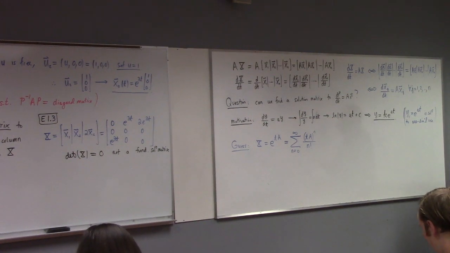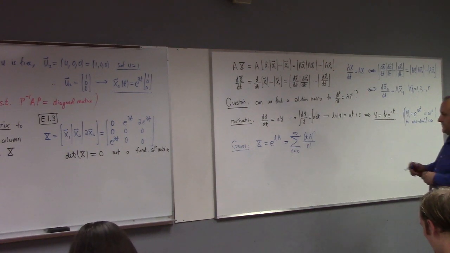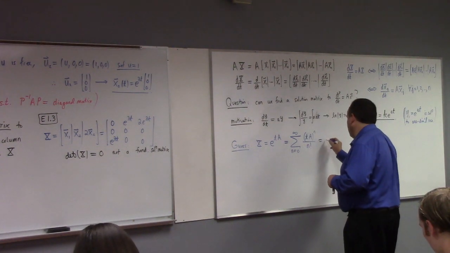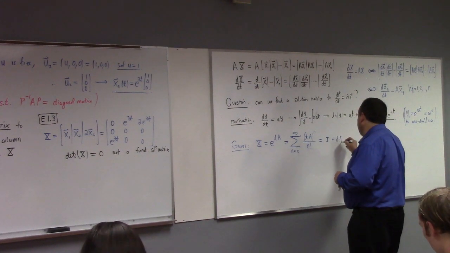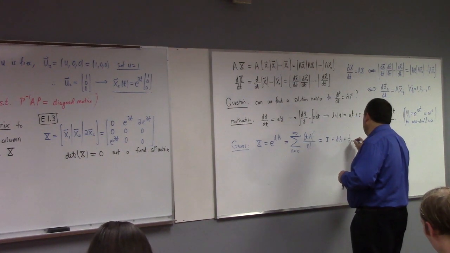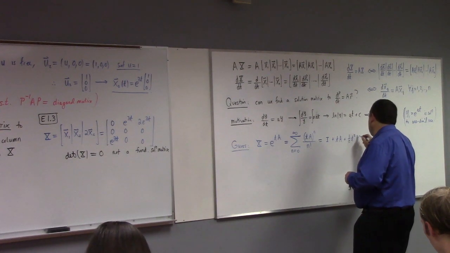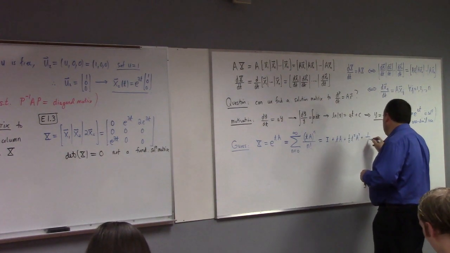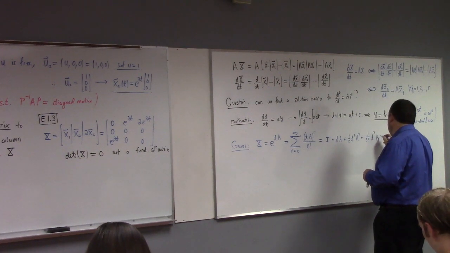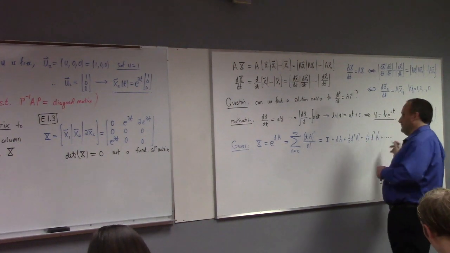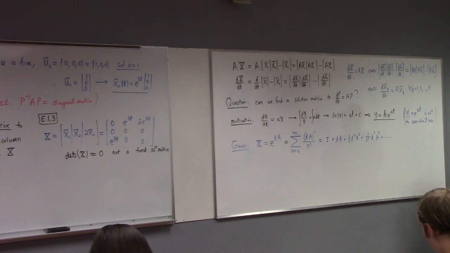In other words, we're going to define the matrix exponential by its power series. So I'll write it out. Lowest order, we get the identity, then we get t times A, then we get 1/2 t squared A squared, and then 1 over 3 factorial t cubed A cubed, and so forth and so on.